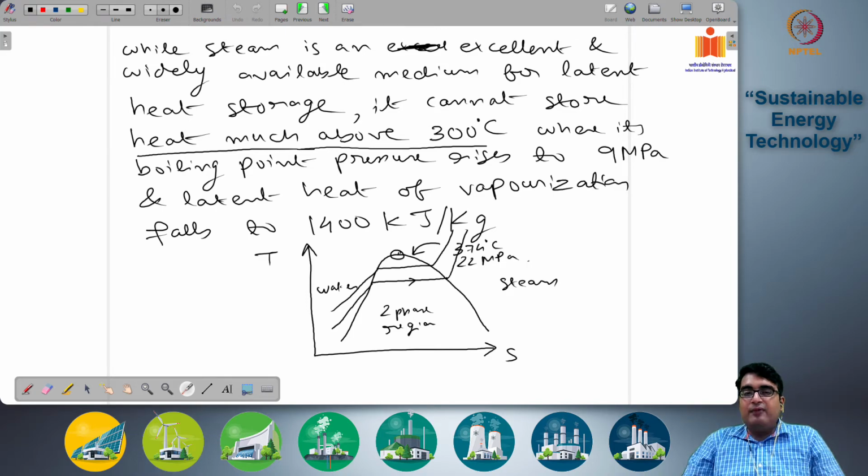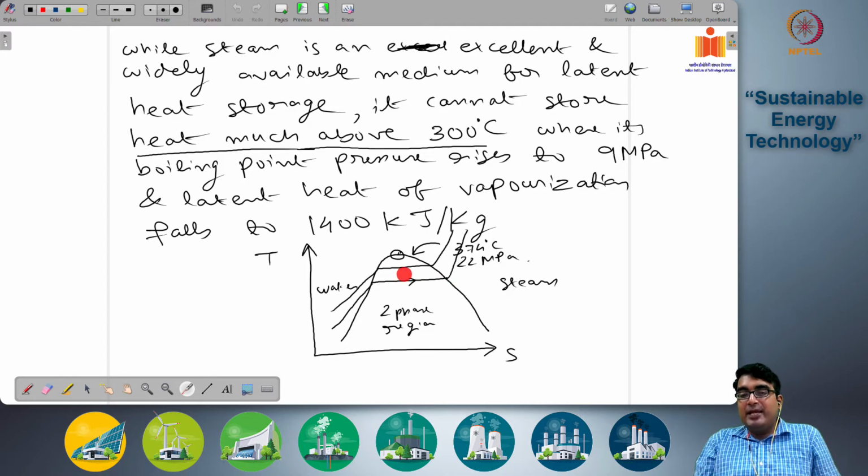And the latent heat of vaporization falls to 1400 kilojoules per kg. Okay, so this is because of the vapor dome of water. So this is the liquid side, this is the steam side, and this is the two-phase zone. Greater is the distance between the liquid side and the steam side at a given pressure, greater is the latent heat of evaporation or the latent heat of condensation that is available during the phase change process.